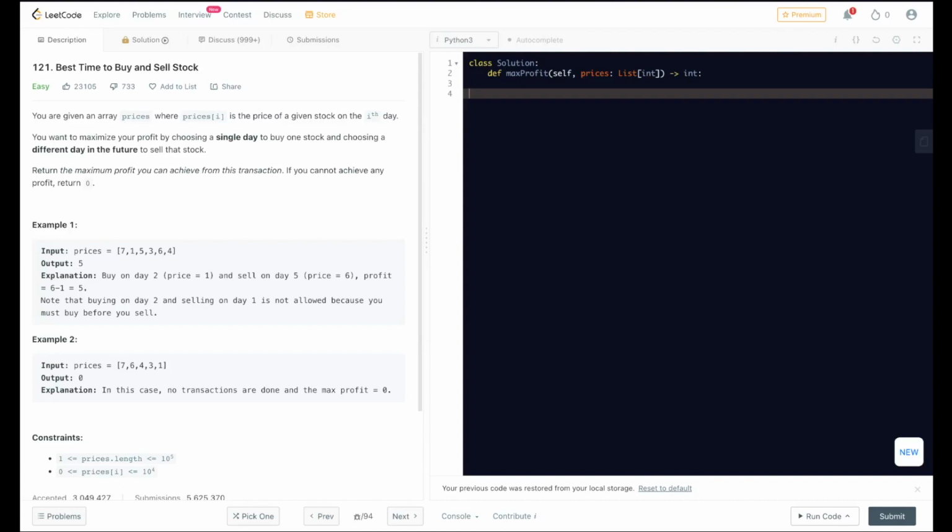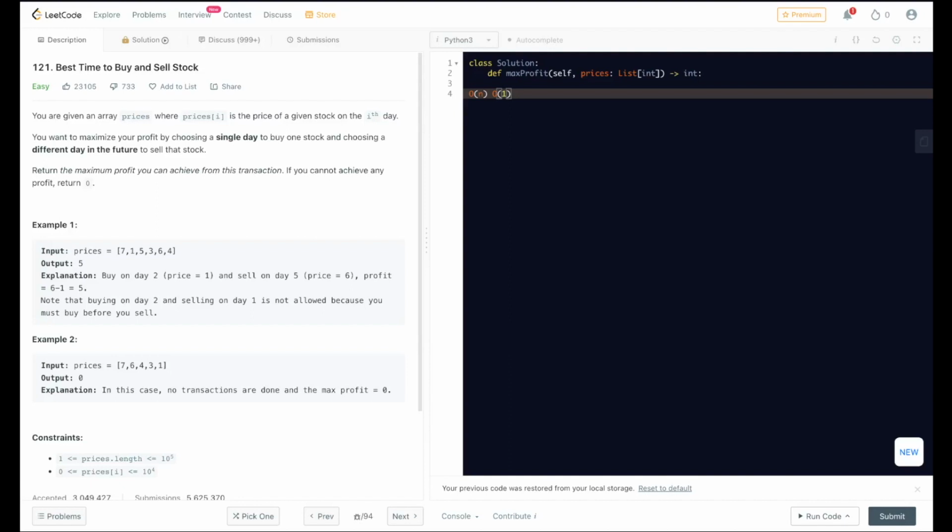Now, let's talk about the time and space complexity of our algorithm. The time complexity of this approach is O of n, where n is the length of the prices array. The space complexity is O of 1. This is because we're performing a single iteration over the array and using only a constant amount of extra variables.